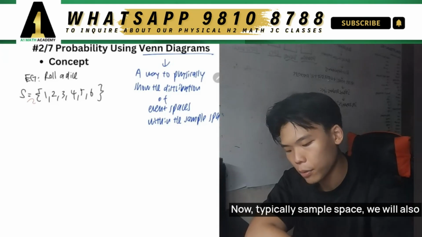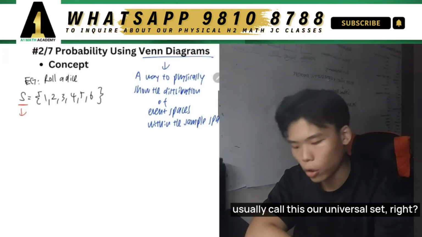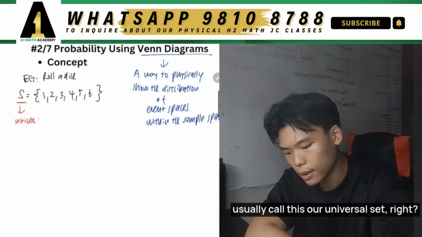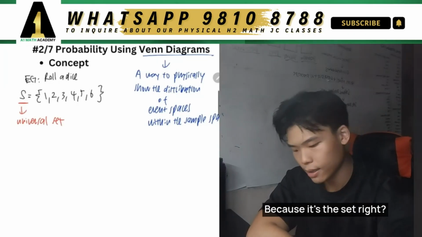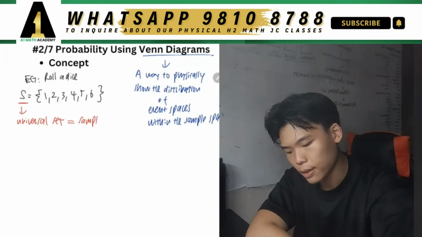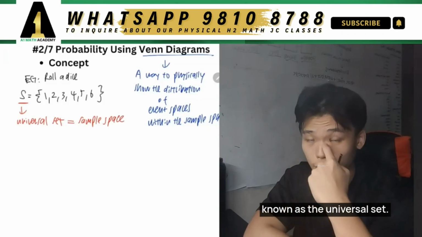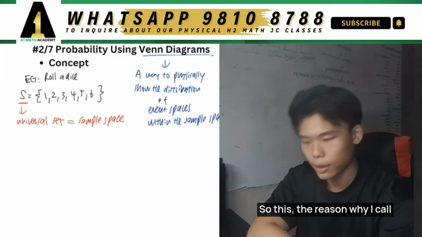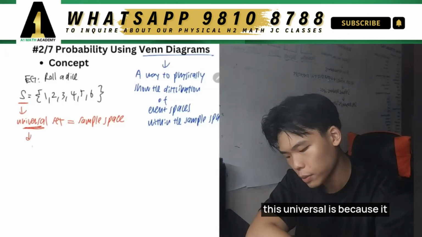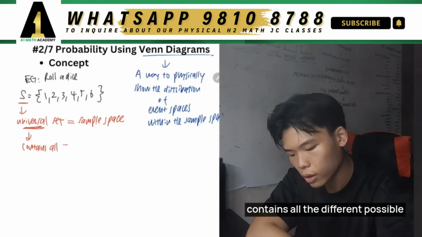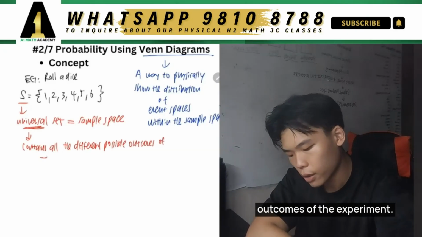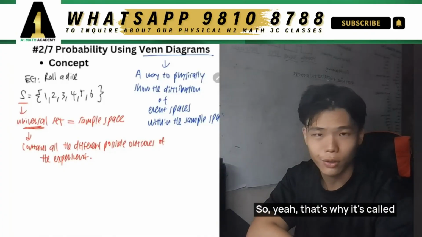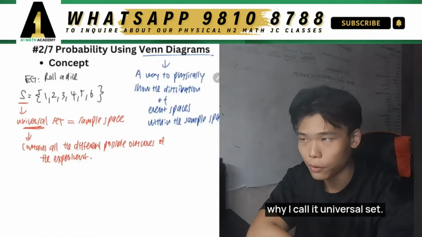Now, typically, sample space, we will also usually call this our universal set. Sample space is universal set because it contains all the different possible outcomes of the experiment. So that's why it's called universal, and it's a set. That's why I call it universal set.